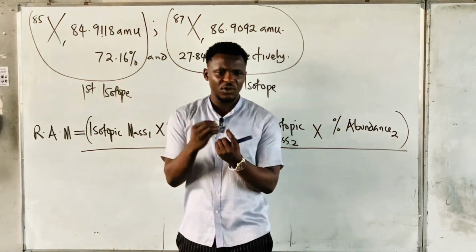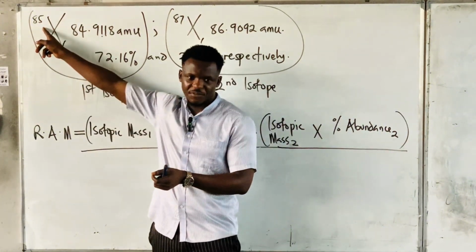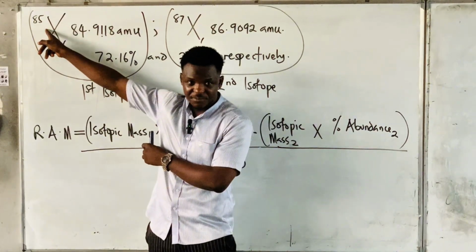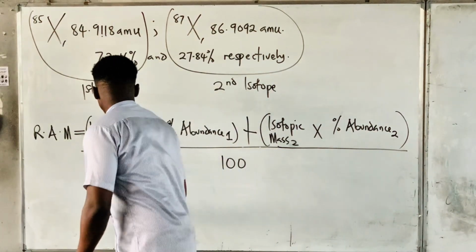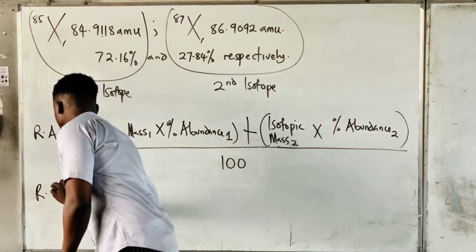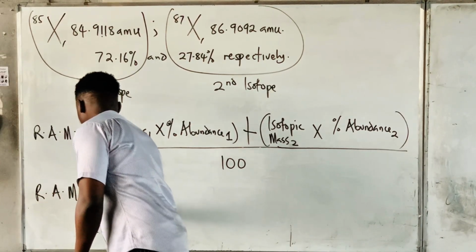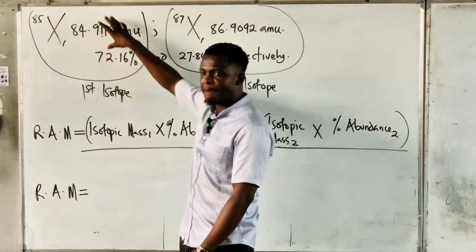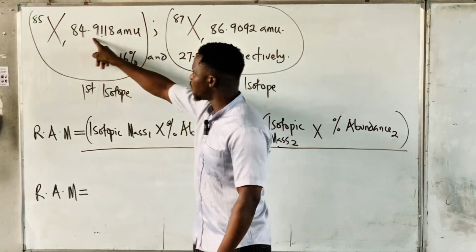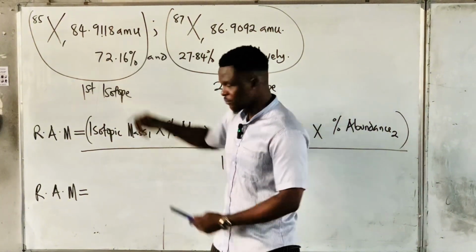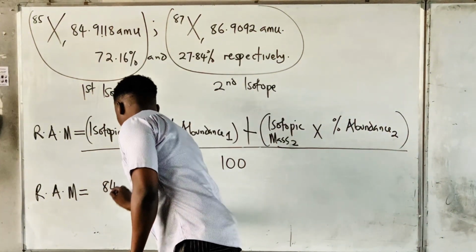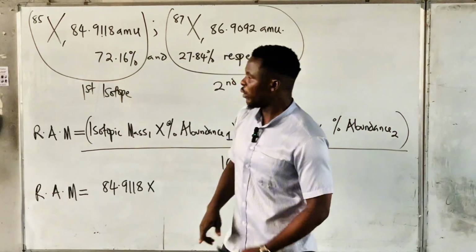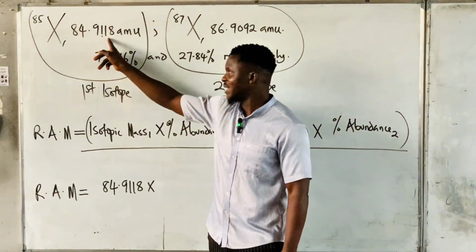Now, the isotopic mass of this one is 85, is it not so? But the one you use for calculation is not the 85 itself. It is the approximated value, such that when you approximate, you get 85, right? So you come here, I'll say relative atomic mass, isotopic mass 1. Now, this is the first isotope. So the mass of this first isotope is 84.9118, is it not so? So I'll say 84.9118 times, what is the percentage abundance of this same first isotope?